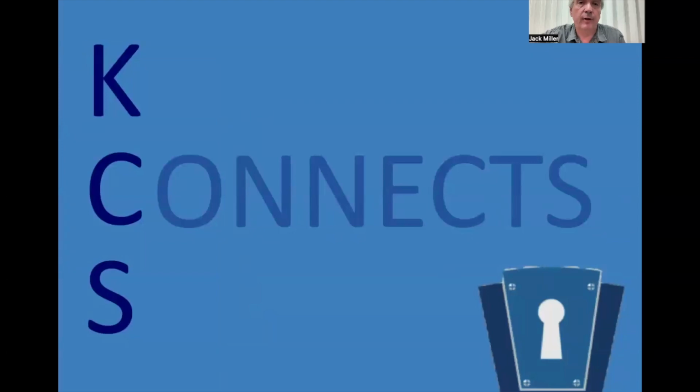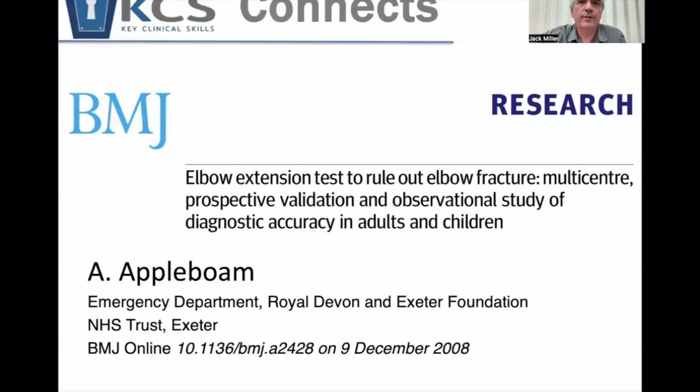KCS Connects is our way of helping connect you with some literature that we believe will positively impact your clinical practice. This issue of KCS Connects looks at a study published back in 2008, and it had to do with the elbow extension test to rule out elbow fractures, a multi-center prospective validation and observational study of diagnostic accuracy in both adults as well as children. It was conducted by a group of researchers from the United Kingdom and published in the British Medical Journal online. And we give you the link out to it there if you would like to resource this yourself.